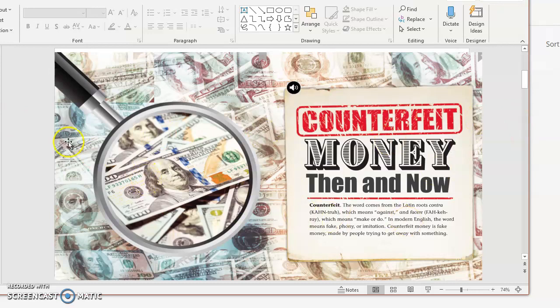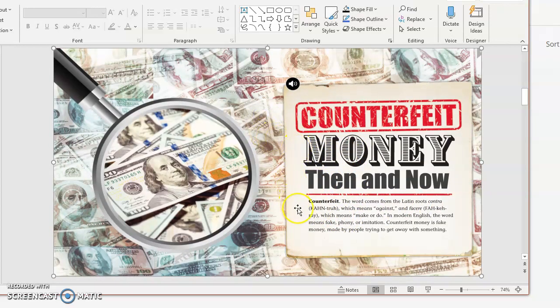So for example, over here, we see counterfeit money, then and now. Counterfeit is a big word, and sometimes one of our text features, it'll give us a definition at the bottom. So when we see a word in bold, it typically means that you can find the definition either at the bottom or sometimes it'll be in the glossary at the back.